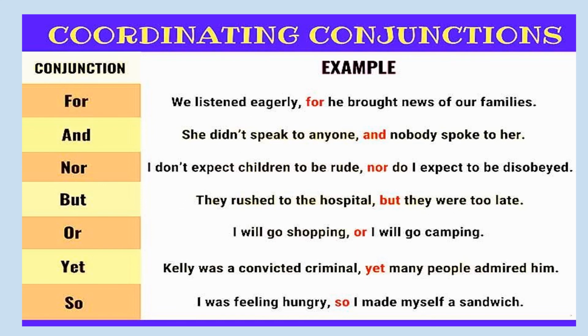Let's see the examples of coordinating conjunctions. There are 7 coordinating conjunctions which are for, and, nor, but, or, yet, so. If we see the first letter of all these 7 words, we can get a new word, that is FANBOYS. So you can learn it easily by this word FANBOYS. So let's see the uses of these conjunctions.